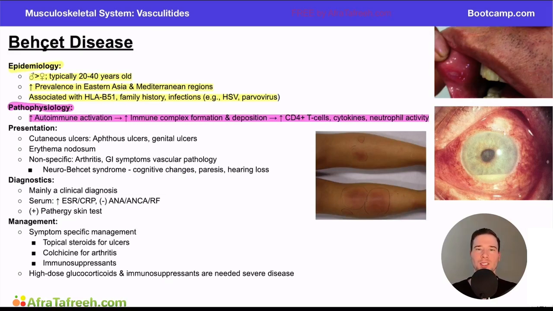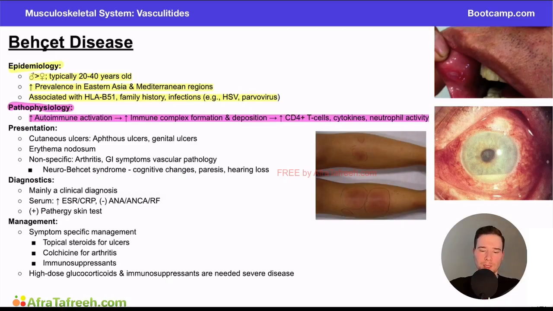Important to know here in this condition, it doesn't have a real predilection for large vessels versus medium versus small vessels. Sometimes in the videos we can talk about those things. With GCA, it's typically large vessels. With microscopic polyangiitis later in this chapter, it's typically small vessels. But here, they can kind of affect all of the vessels, large, medium, and small.